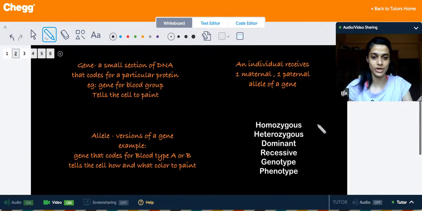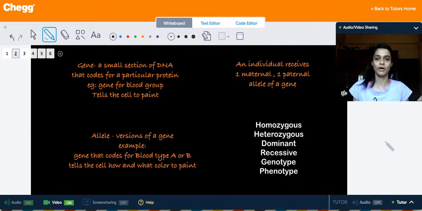These ones you see in the corner here, and we're also going to learn about what a gene is and what an allele is. So a gene is basically a small little section of the DNA that codes for a particular protein. It is kind of like what gives the general instructions to a cell, whereas an allele is a specific version of a gene. And we get one allele from our mom and one allele from our dad.